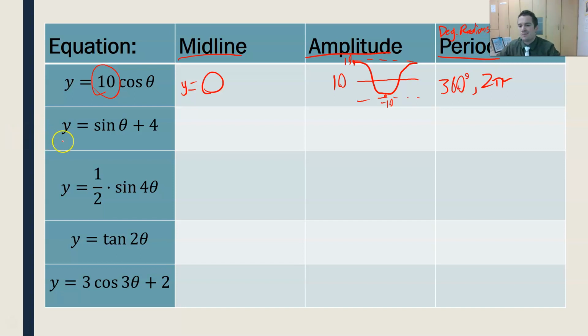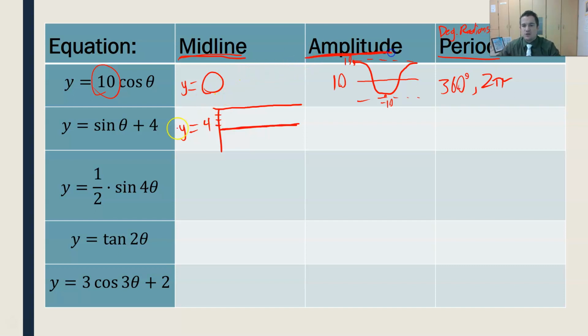Let's look at the next one. y equals sine of theta plus 4. Is there a midline shift? Yes, there is. I'm adding 4 on the end here, so my midline is now at y equals 4. So instead of the midline being at 0 here, my midline would be up 1, 2, 3, 4 spots. So my midline would be up here now.